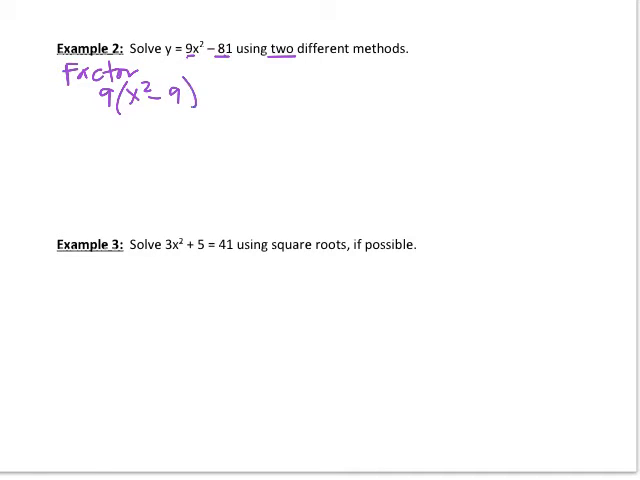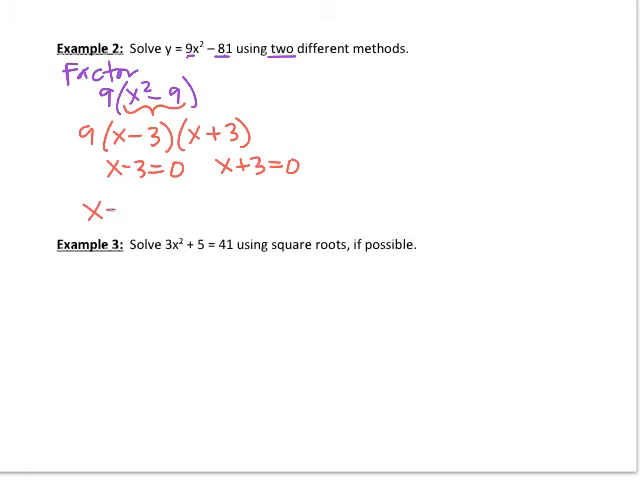And then we would break that part down, the part inside, to x plus 3, x minus 3, because we're using our knowledge of difference of two squares. And then if we set this part equal to 0, and this part equal to 0, then we would see that x is going to be either 3 or negative 3. Okay, so if we use our factoring method, we get that answer.